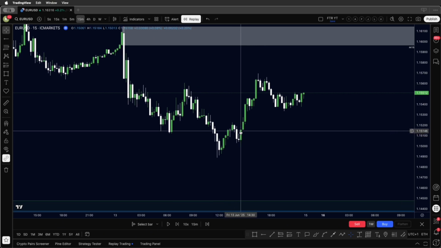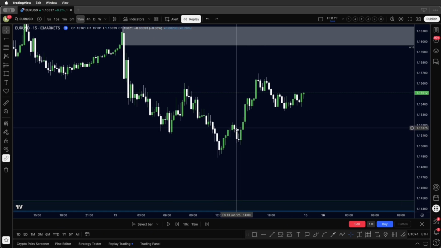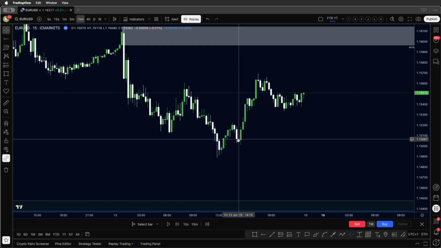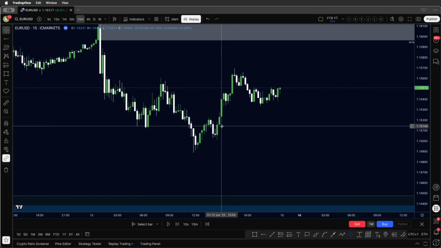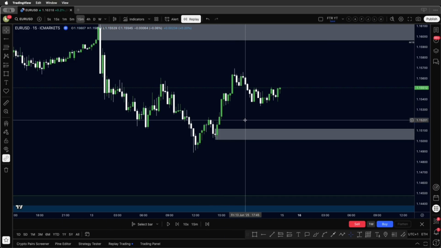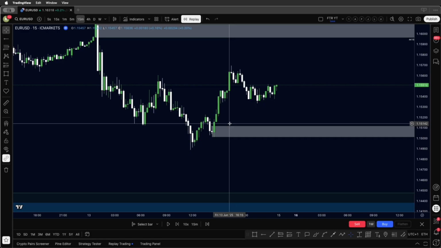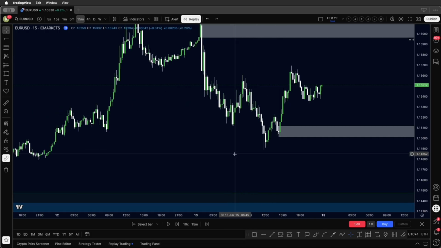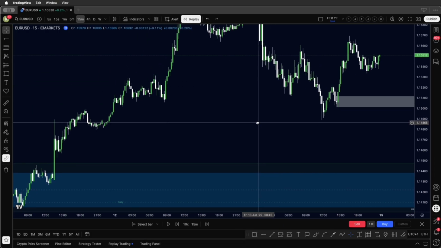Then I would say there was potentially an order block down here, but it doesn't look superb, but I'm gonna mark it up anyway. Okay, so there's an M15 on there. I'll drop down to the M1 and see if there's anything better for us to go for.